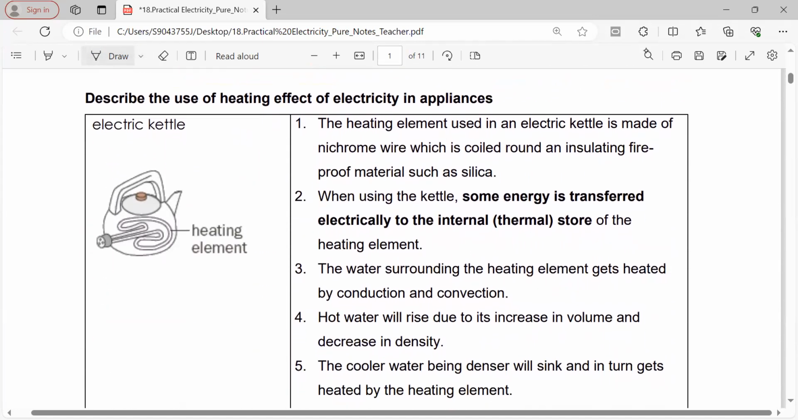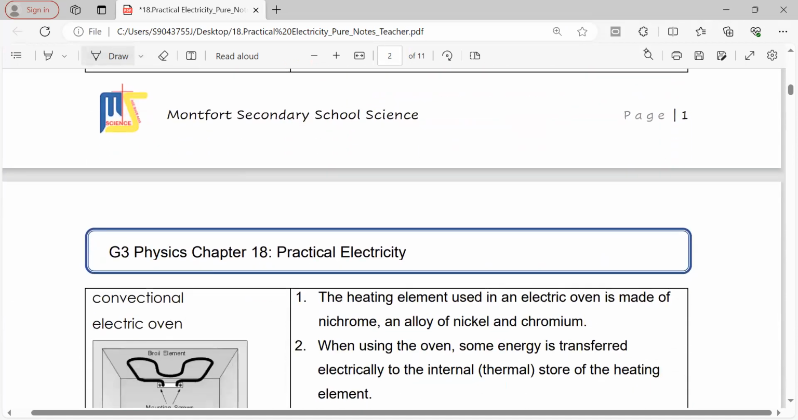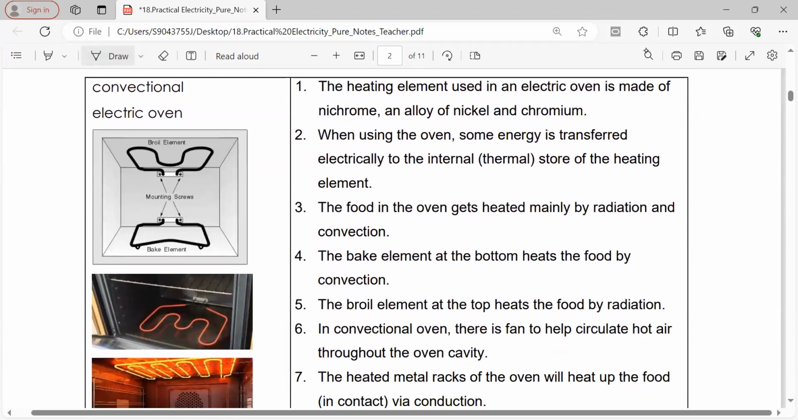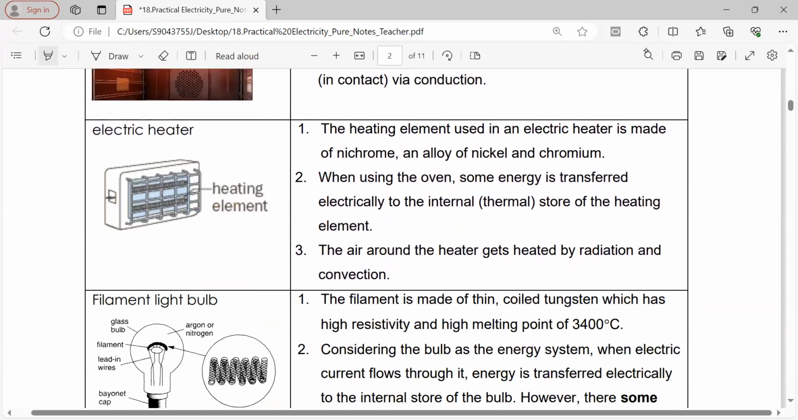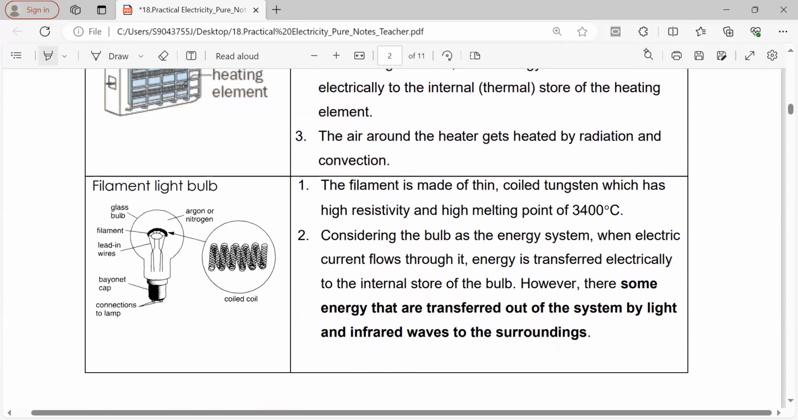Next, please read up on the heating effect of electricity in appliances such as the electric kettle, the convection oven. As you can remember from the name, convection means there is a convection current involved. Next, the electrical heater and the filament light bulb. The filament light bulb actually uses a tungsten coil to produce heat as well as light energy.